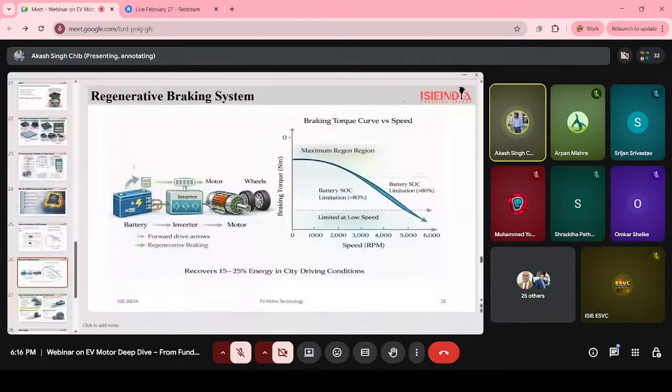This is the torque and speed curve, the maximum region. After this, there is a decline. When you increase the speed, there is a decline in the torque generation. So in the regenerative braking system, we are getting energy from the wheels back to the battery. Then that energy can also be used in the different auxiliaries that are connected in the vehicle.